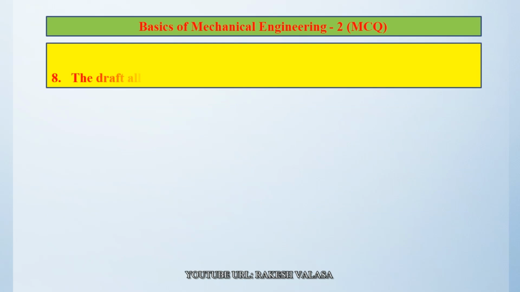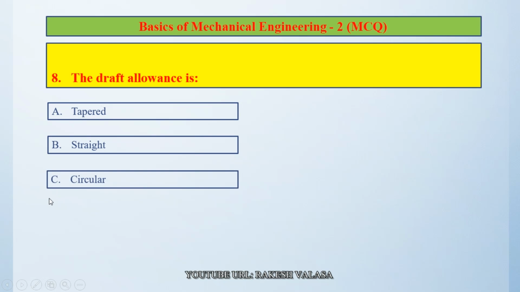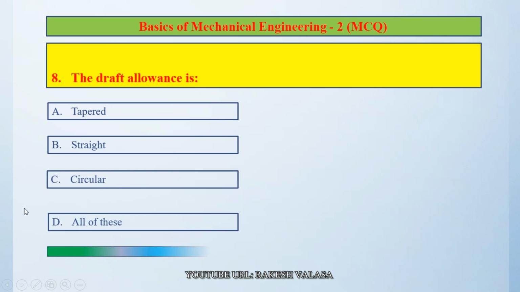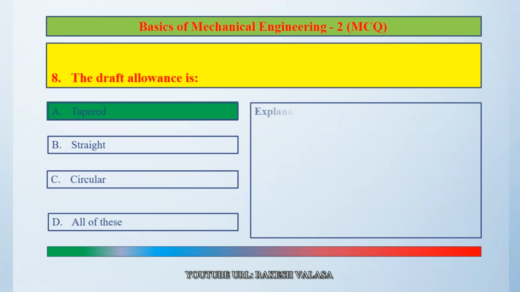Question number 8. The draft allowance is option A, tapered, option B, straight, option C, circular, option D, all of these. The correct answer is option A, tapered. Let us see the explanation.